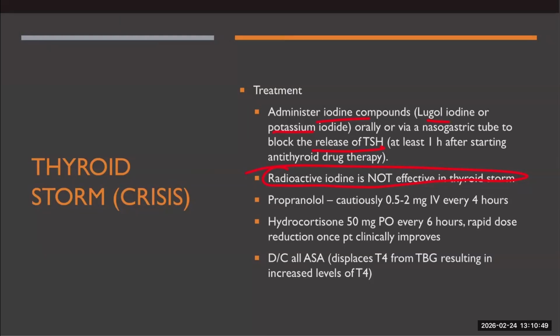It's too slow. Propranolol for that sympathetic nervous system blocking, to get the tachycardia down. Hydrocortisone, give them some cortisol. And discontinue all aspirin. So here's our salicylates.